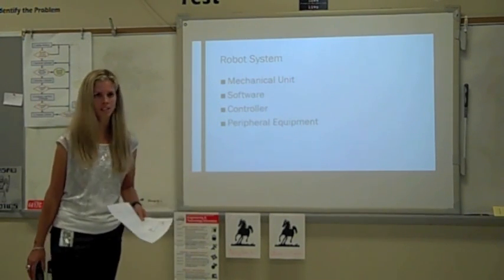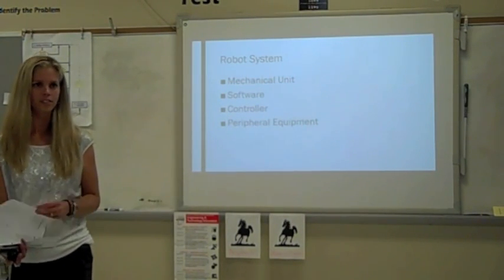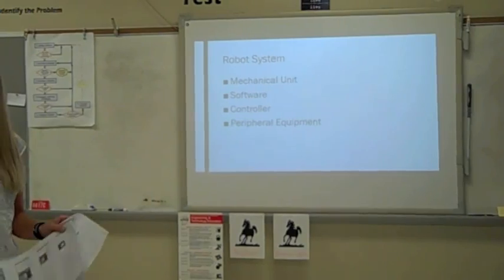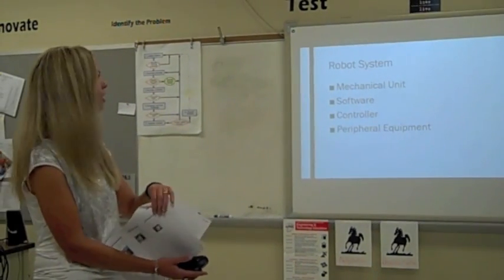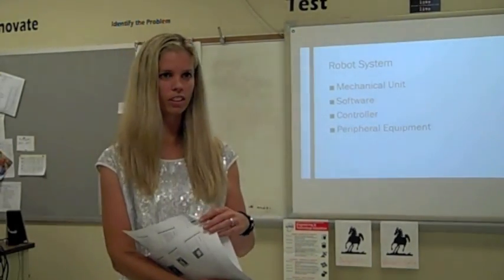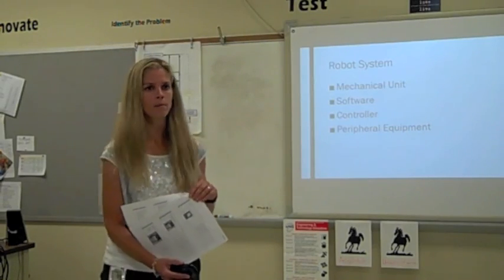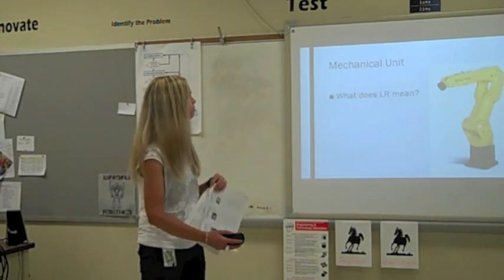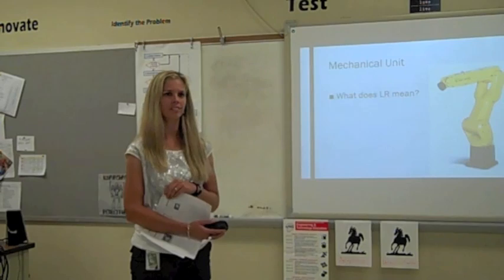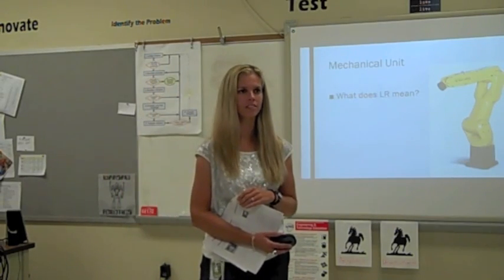Okay, so the robot system consists of 4 items: the mechanical part, software, controller, and peripheral equipment. The mechanical unit is just the robot itself.